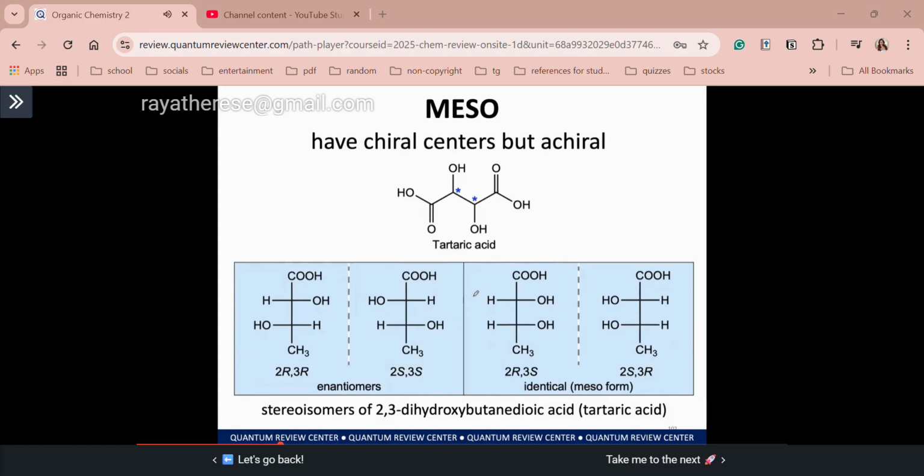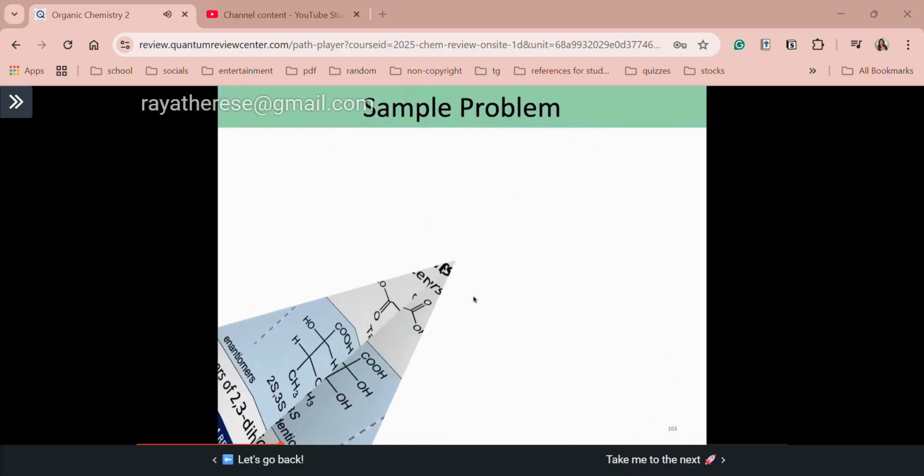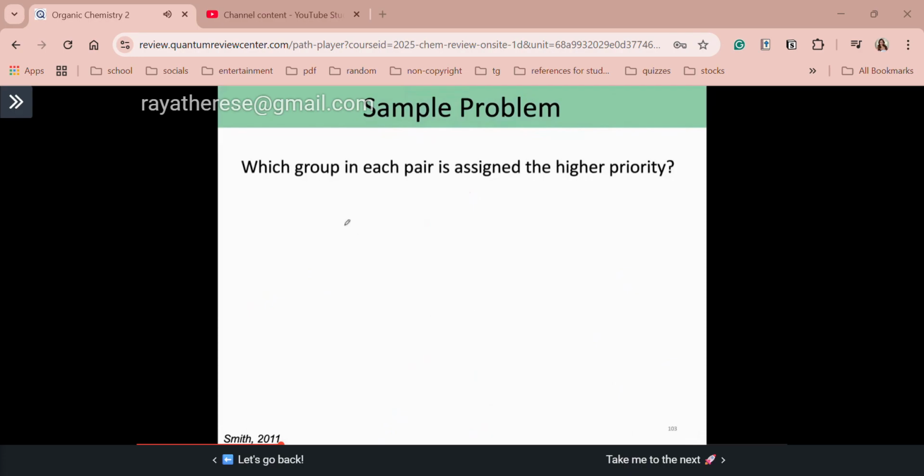Okay, for our sample problem in our configuration assignment, let's check our sample problems here. Which group in each pair is assigned the higher priority? So step 1, class. First pair, CH3 or CH2CH3. There are similar atoms. Step 2, compare. For your first substituent, the main point of difference is in the fourth atom. For this one, hydrogen. For this one, carbon. So obviously, we will prioritize this one because carbon has a higher priority compared to hydrogen.